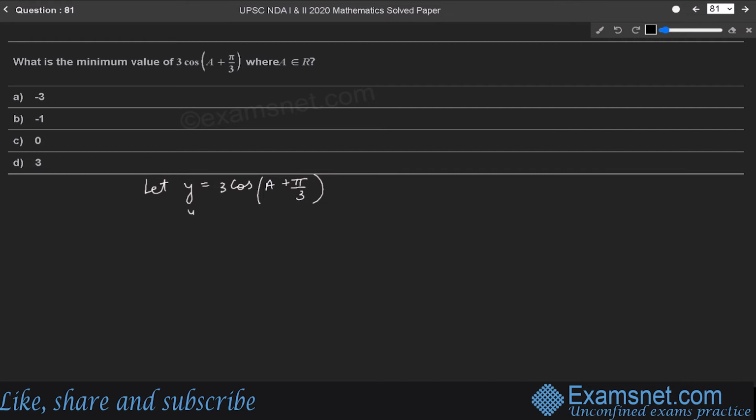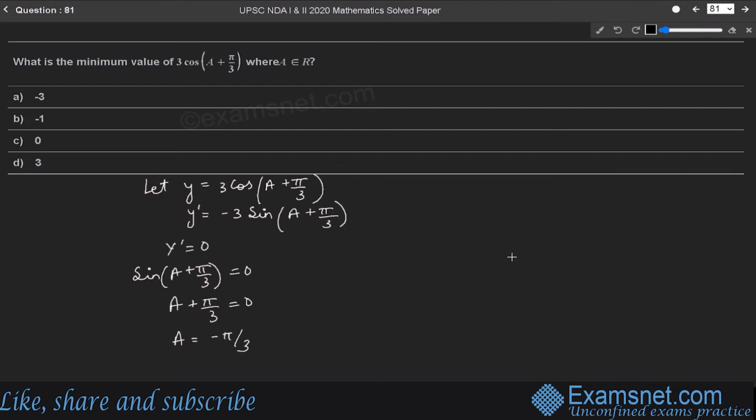So its derivative will be y' = -3 sin(a + pi/3). Now for the extreme value, y' = 0, then sin(a + pi/3) will also equal 0. So a + pi/3 will be equal to 0 and the value of a will be -pi/3. This is the situation when there is an extreme value, y' = 0, then a = -pi/3.